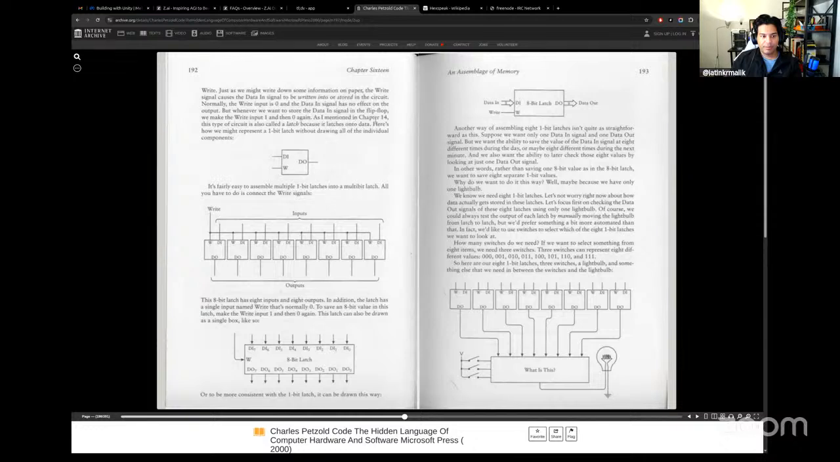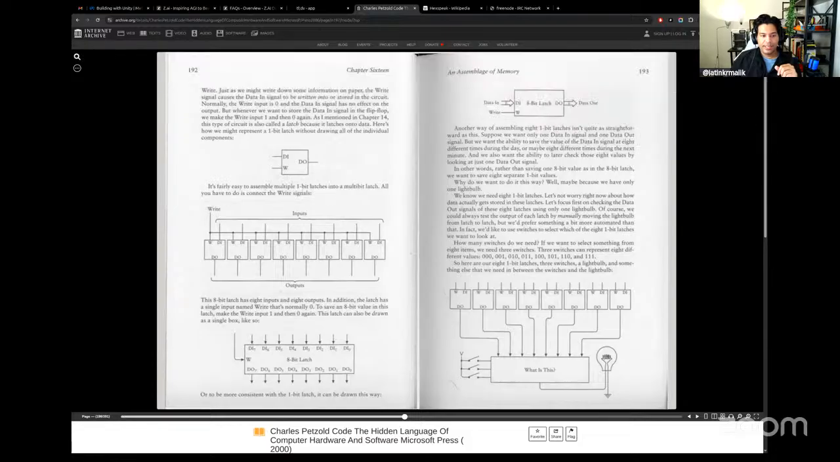As mentioned in chapter 14, this type of circuit is also called a latch because it latches onto the data. Here is how we might want to represent a one-bit latch without drawing all of the individual components. So now again we zoom out, we create a box, and now this is how a latch looks. There is a data input, there is a write, and there is a data out.